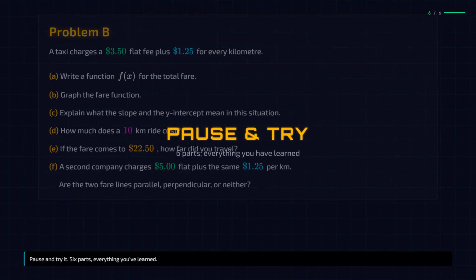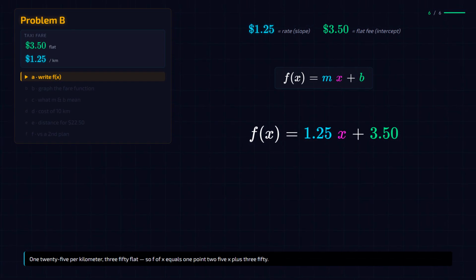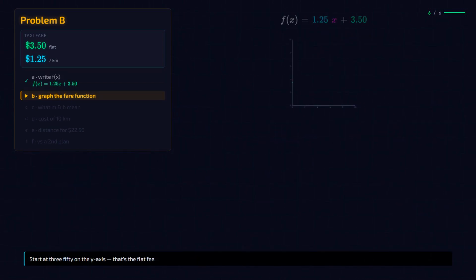6 parts, everything you've learned. $1.25 per kilometer, $3.50 flat. So f of x equals 1.25x plus 3.50. Start at $3.50 on the y-axis, that's the flat fee. Go up 1.25 for the rise, then right 1. Draw the line, the fare for any distance.